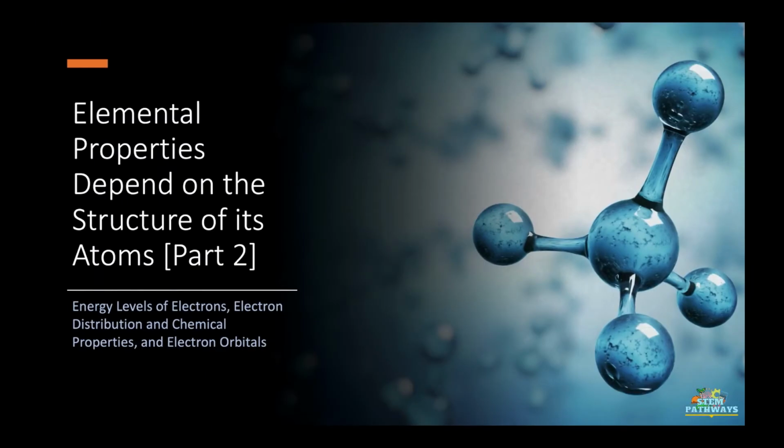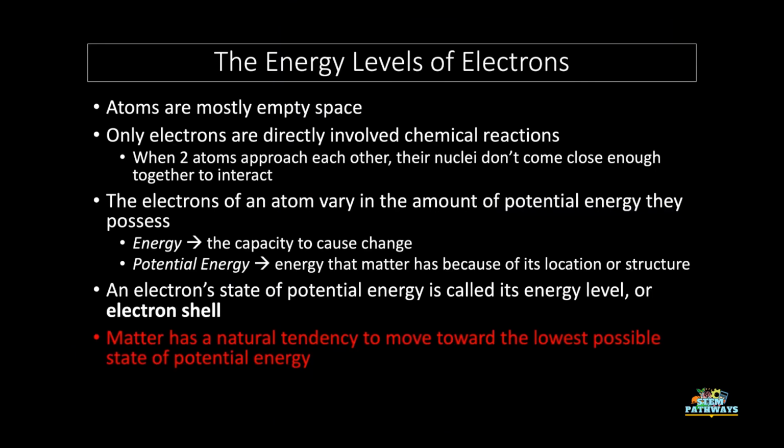Today we are going to continue our discussion of elemental properties, and we are going to talk briefly about energy levels of electrons, electron distribution, and electron orbitals. Before we begin our discussion of electron energy levels, it is important to set the premise by stating that atoms are mostly empty space. So, when two atoms approach each other in a chemical reaction, their nuclei don't come close enough together to interact. Only electrons are directly involved in chemical reactions because they are within a cloud around the nucleus, if we think back to the simplified model of an atom.